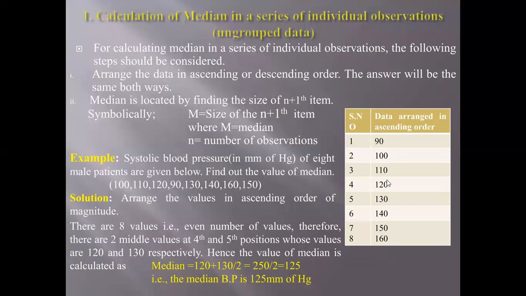So the middlemost numbers are 120 and 130, and you have to take the average here. I'm sorry, not 10 here, 8 values are there. So there are 8 values, an even number of values, so the middlemost numbers will be the fourth and fifth ones. Therefore it will be 120 and 130. The average of 120 and 130 is 250 divided by 2, that is 125. So 125 will be the middlemost number, the median.